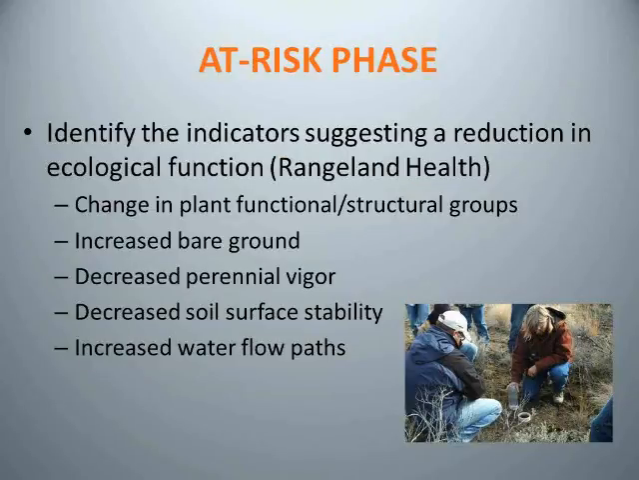So some tools we can use to help identify an at-risk phase. Some of you are probably familiar with rangeland health and the indicators of rangeland health. So they're a good way to kind of frame a discussion with yourself and your people to kind of talk through that. So are we having a change in functional structural groups? Do we have increased bare ground? Do we have decreased soil surface stability or increased water flow paths? There's all these things that we can kind of think about that are indicators to, are we at risk? Maybe we've crossed the threshold. And thinking about all of those things might help you come to the right answer.